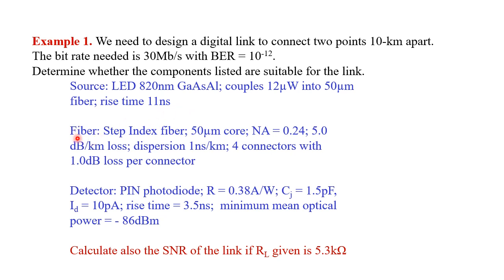Next, the medium, that is the fiber. The type of fiber used is a step index fiber with a core diameter of 50 micrometers, numerical aperture of 0.24, and 5 decibels per kilometer loss.